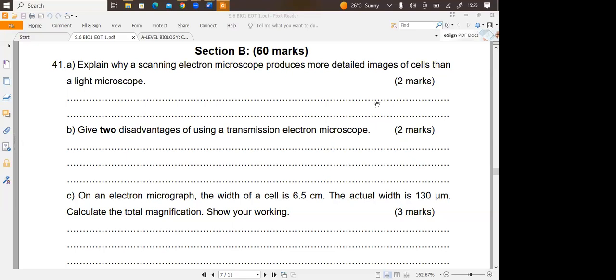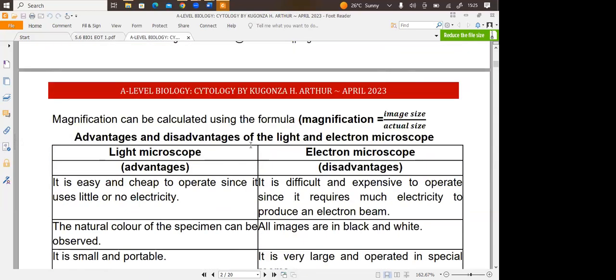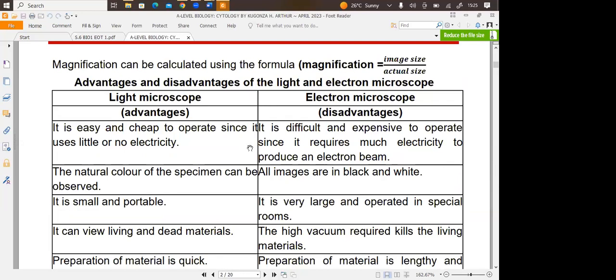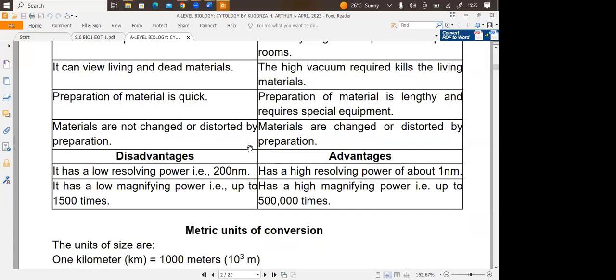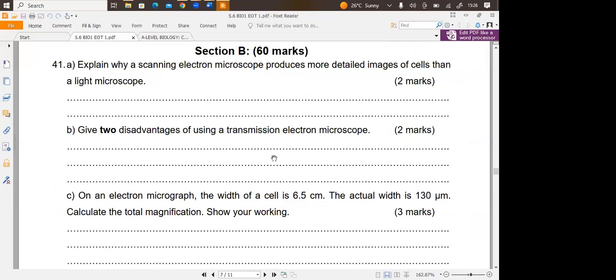Then part B is saying give two disadvantages. When you find a question like this one, don't burden yourself. Go straight to the notes and look for where those disadvantages are. You take about 5 minutes, you read through the advantages and the disadvantages of the electron microscope. Then you pick out only the two that the question demands, and you write them down. That is how we revise.